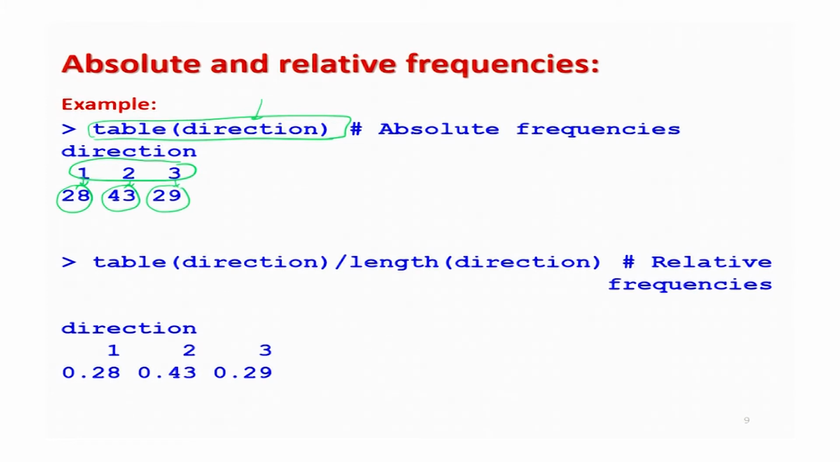And if you want to find their relative frequencies, that will be these frequencies divided by the total number of observations, that is 100. So if you write table of direction divided by length of direction, that will give you the relative frequencies. The outcome will come like this, with the locations east, west and central. You can see the eastern branch has delivered 28% of the orders, the western branch has delivered 43% of the orders, and the central branch has delivered 29% of the orders. This is what you can get directly from the R software.